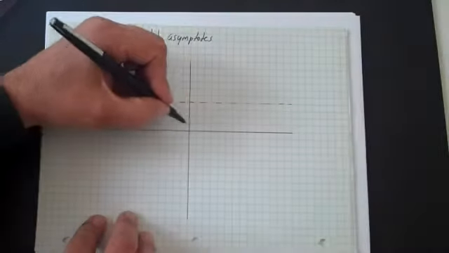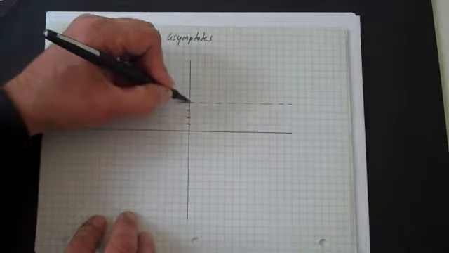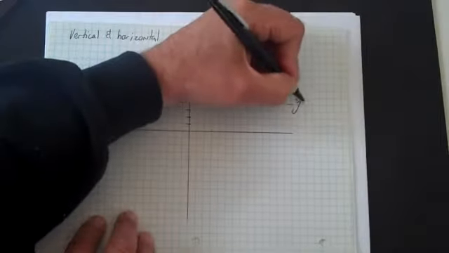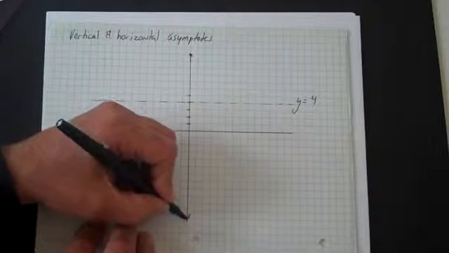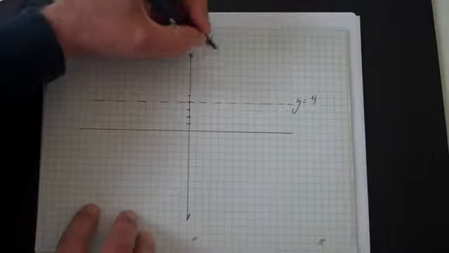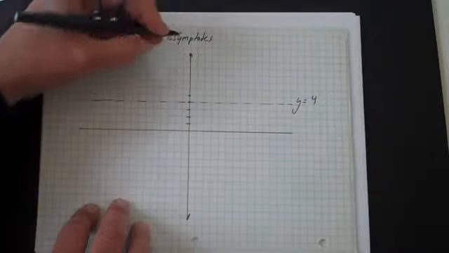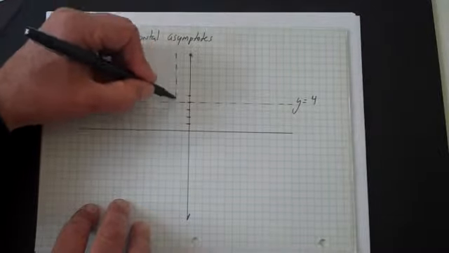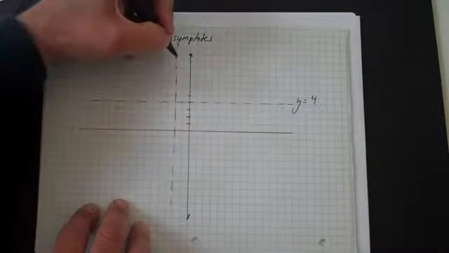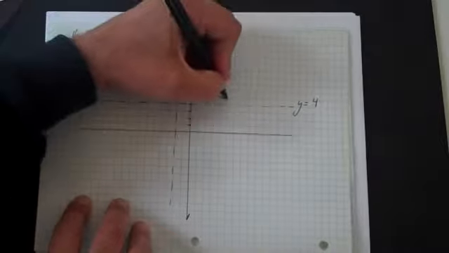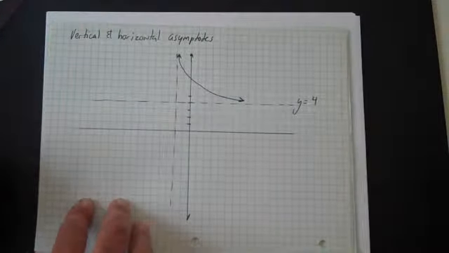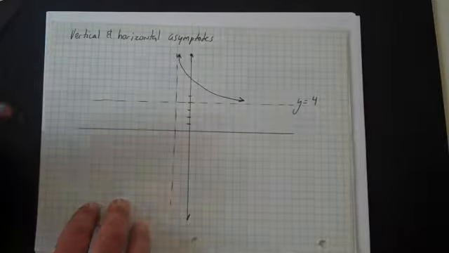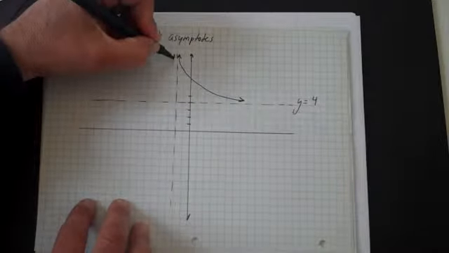So this line here would be 1, 2, 3, 4, 5. That's y is equal to 4. So let's say that we had the function here and that looked like this. And then you had another function that looked like this.